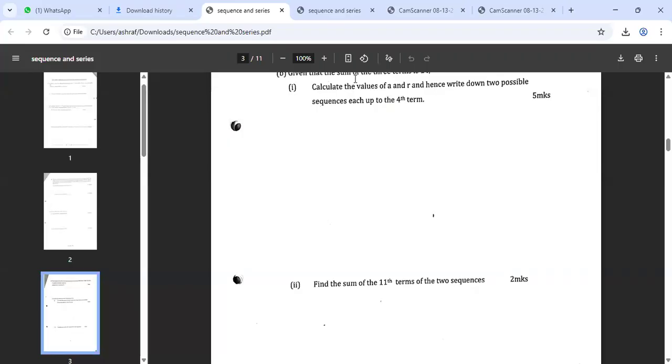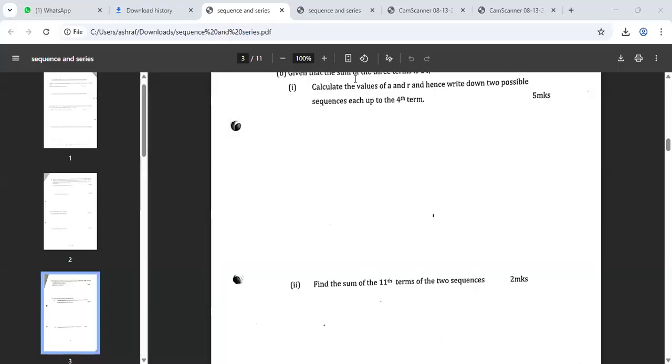Yes, Larry, you can unmute yourself. When A is 8 and R is a half, what is T11? T11 for the one when A is 8 is 1 over 128. 1 over 128.